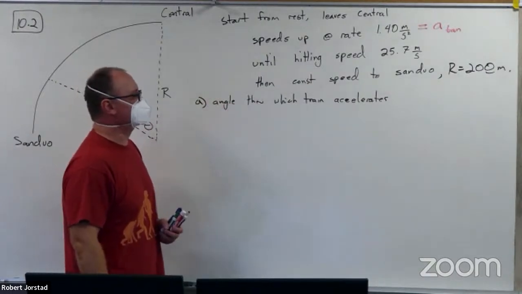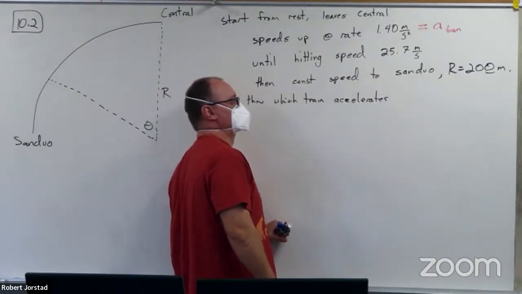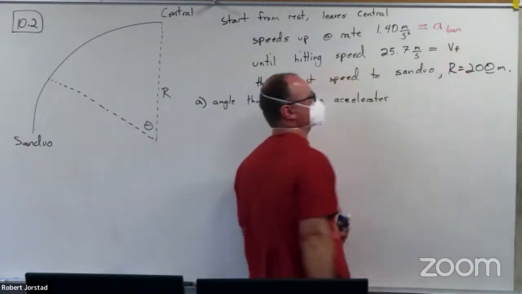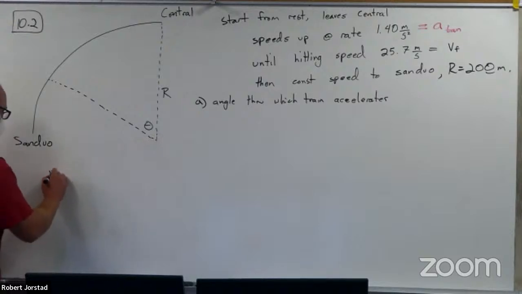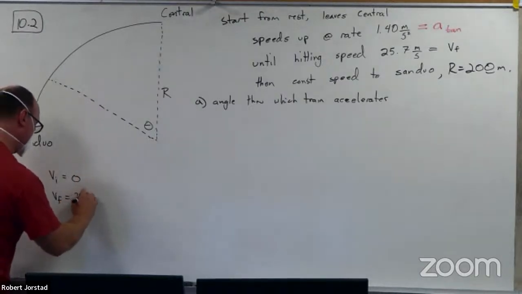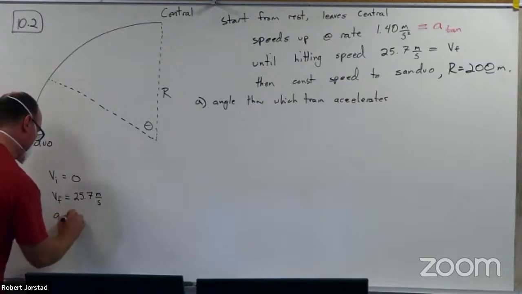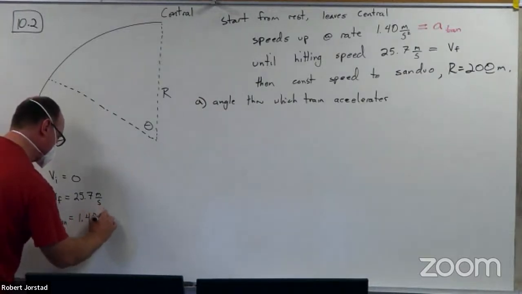It hits this speed. Is that an omega? No, it's just a speed. That's probably the final speed. And R, that's pretty obvious. So now we can write down some information here. I've got v initial equals 0, v final equals 25.7 meters per second, and a tan equals 1.40 meters per second squared.